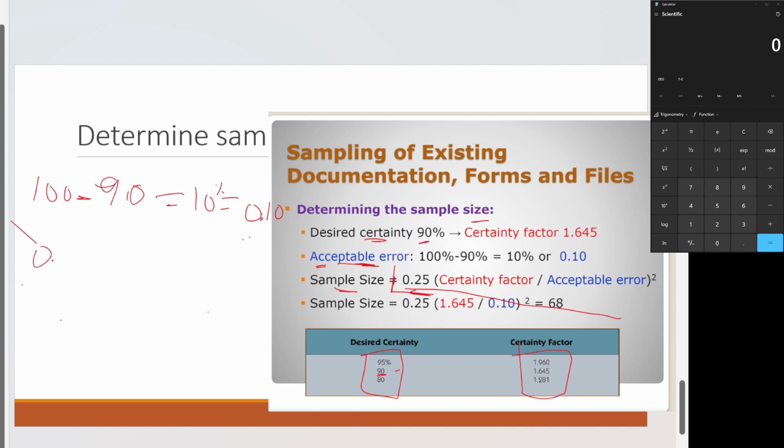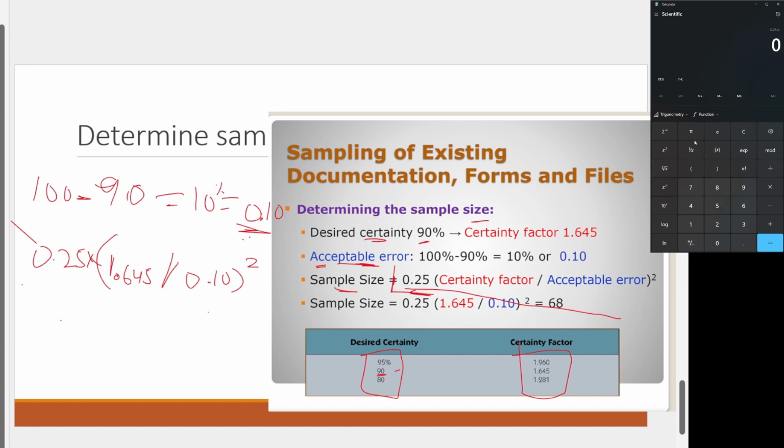Okay, now how to calculate the rest of the formula? It's very simple. 0.25 multiply, open the brackets, certainty factor which has been given to us, 1.645 divided by acceptable error, which is this number, 0.10, squared. I'm going to put this in the calculator. Simple. 0.25 multiplied by, open the bracket, 1.645 divided by acceptable error, which is 0.10. Close the brackets. I'm going to put a square here.